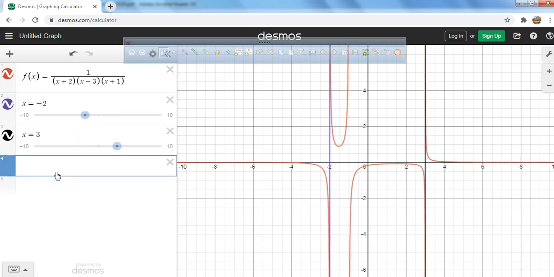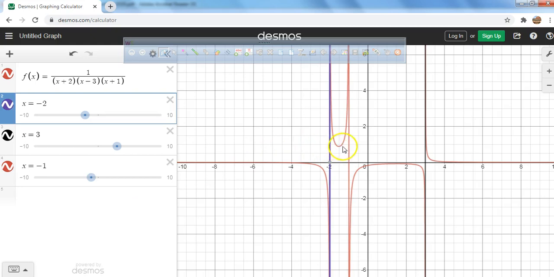So what's my asymptote going to be? X equals negative 1. So we have an asymptote right here, and now way over here. So we have 3 vertical asymptotes. And what's the rule? Whatever you would plug in to make it equal to 0. That's the rule for vertical asymptotes.